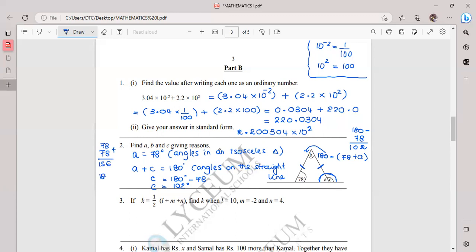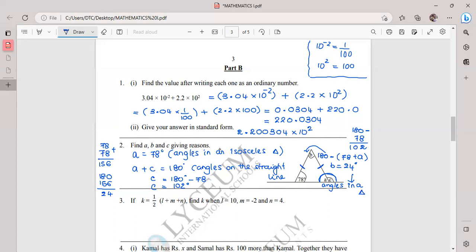So you want to deduct this value from 180. 10 minus 6, it is 4. 7 minus 5, it is 2. So the answer will be B is equal to 24 degrees, right? So B is equal to 24 degrees. So what is the reason? Here you can write angles in a triangle.